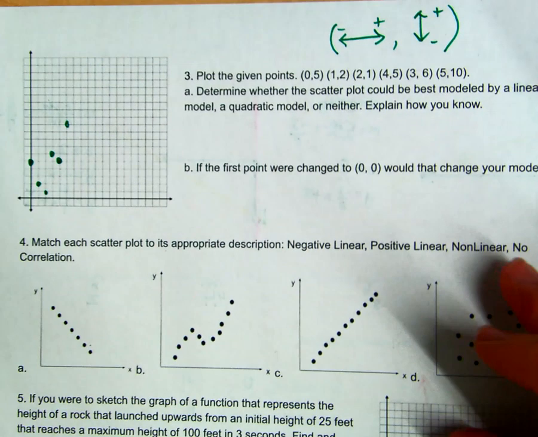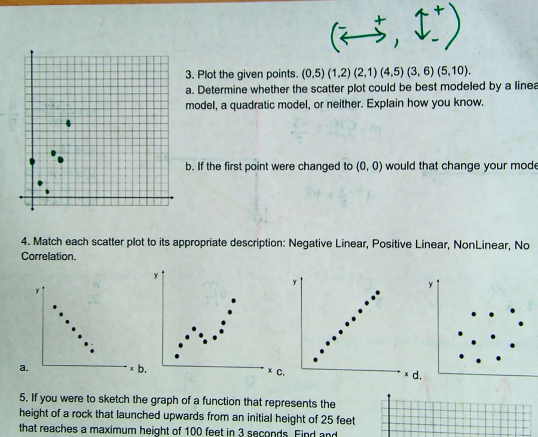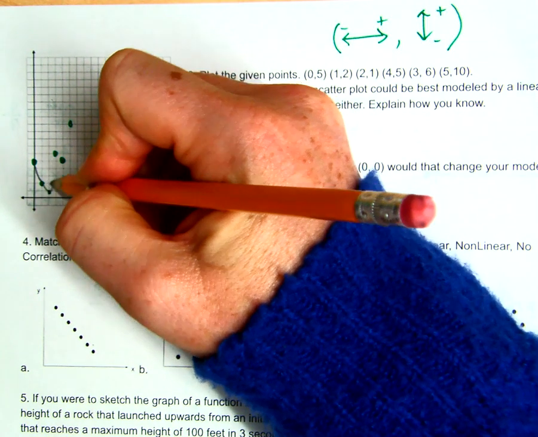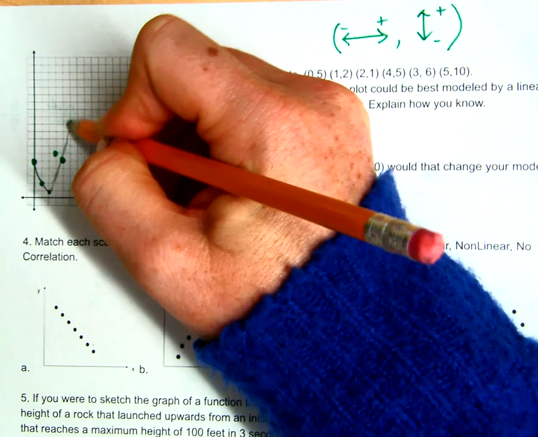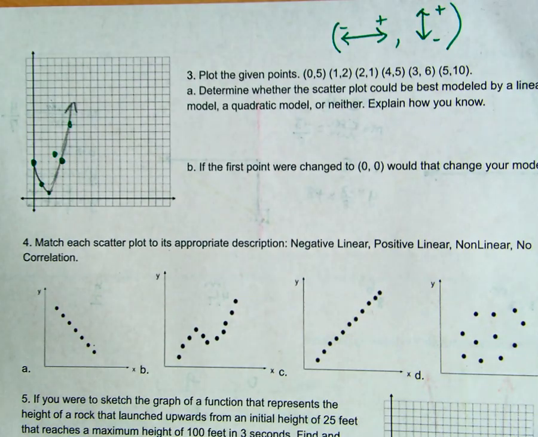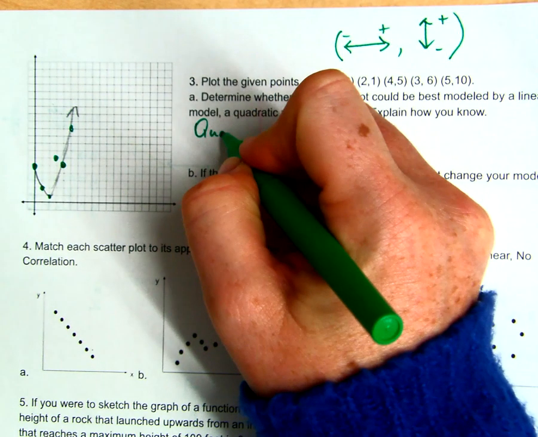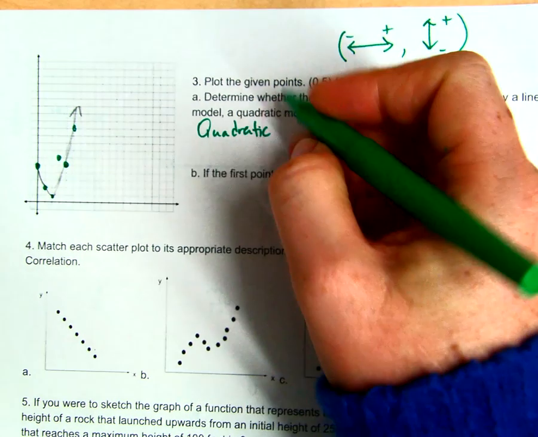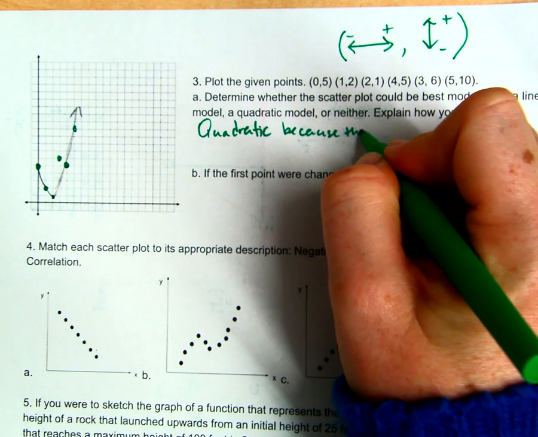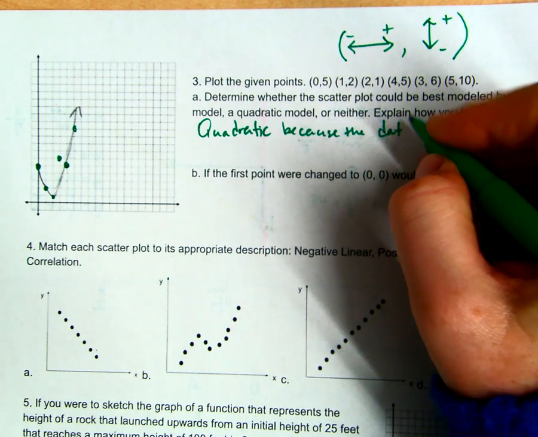So it kind of looks quadratic to me, not super strong quadratic, but you see how the data was coming down and then all of a sudden it was going up again. And that point is kind of throwing things off right there. But in my opinion, this looks quadratic because the data changes direction. Right, it has a turning point.